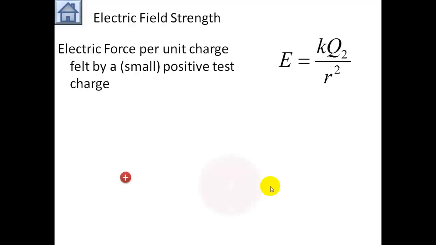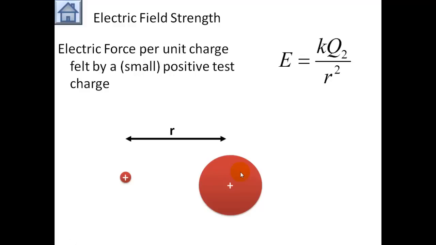If we have a test charge in an electric field which is caused by this large charge, there's a distance between them, the electric field strength by this small charge will be kq over r squared, where q is the charge on the large charge. This is a small test charge. So what happens here is there will be a force acting away on that small charge. So the electric field will be away from the large charge. So the small test charge will move away.